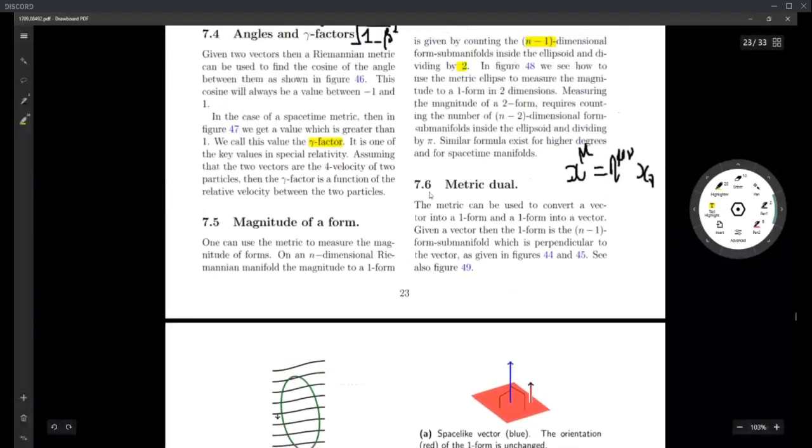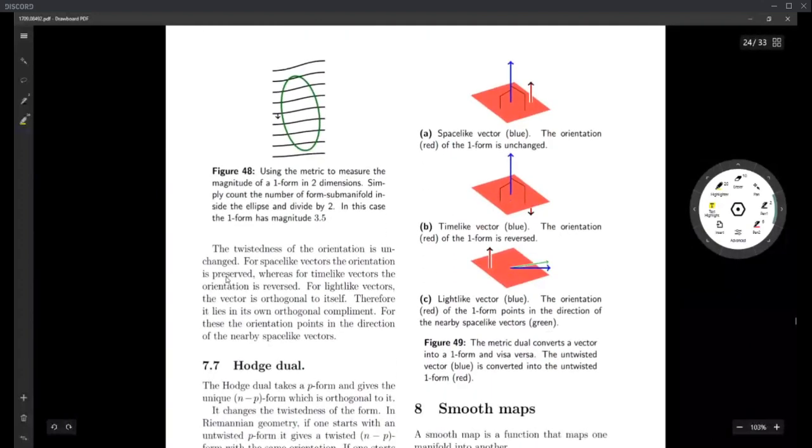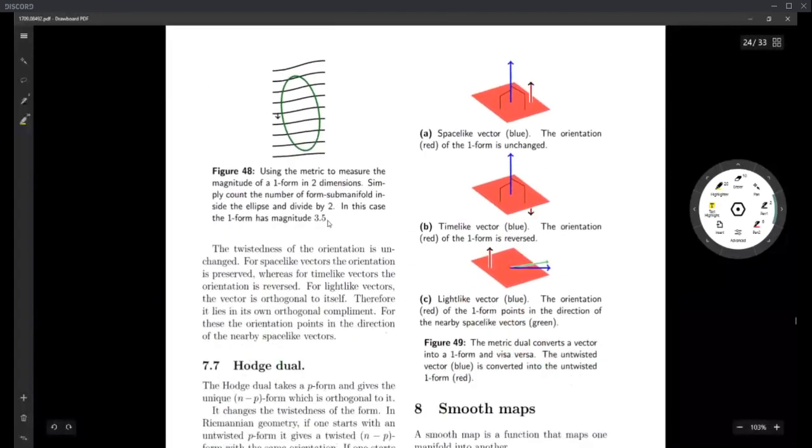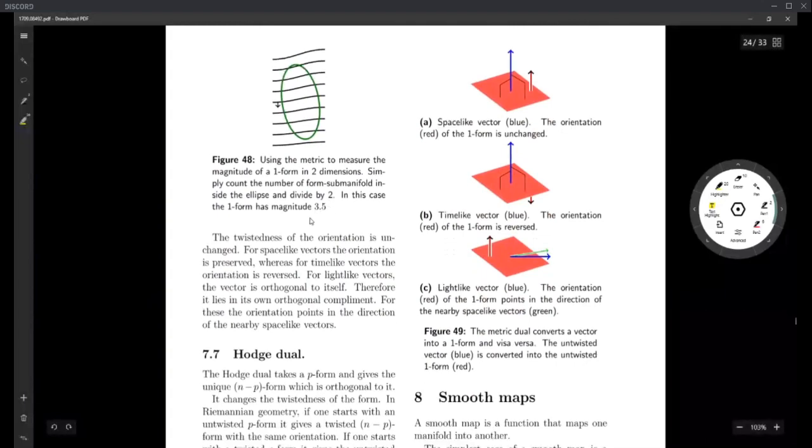The twistedness, as we saw earlier, is invariant under this index lowering and raising. For space-like vectors, the orientation is also preserved. And for time-like vectors, it's also the same case. And a very interesting instance is for light-like vectors: the covector for light-like vectors is always perpendicular to the vector itself. I don't know why this is true, but it's an interesting property.